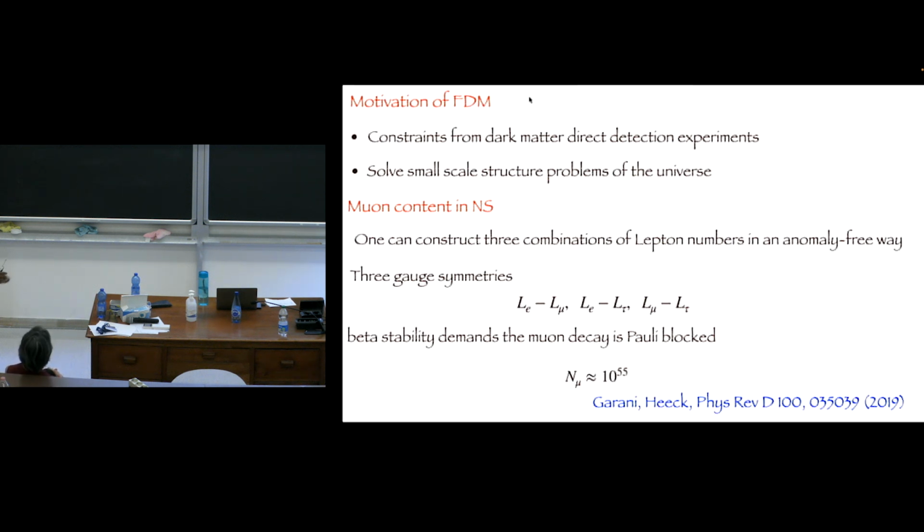So if you have this kind of muons in the neutron stars, okay, then you can actually consider some symmetries in an anomaly free way.